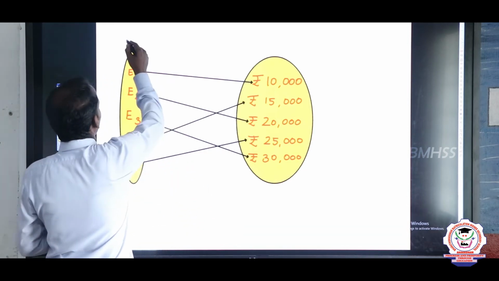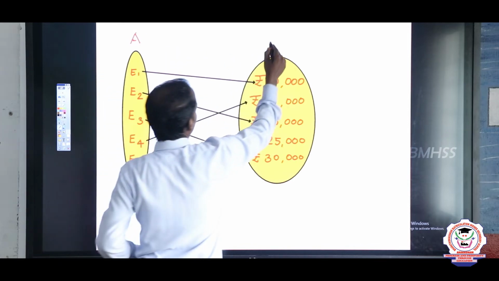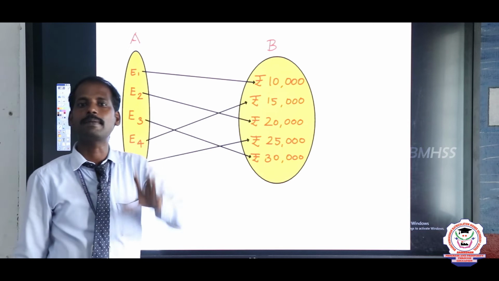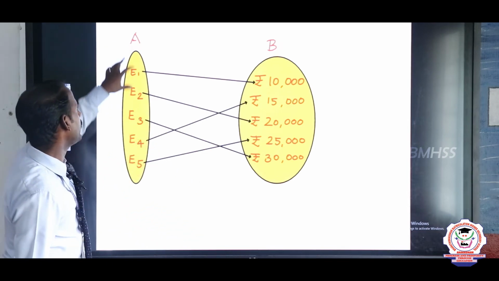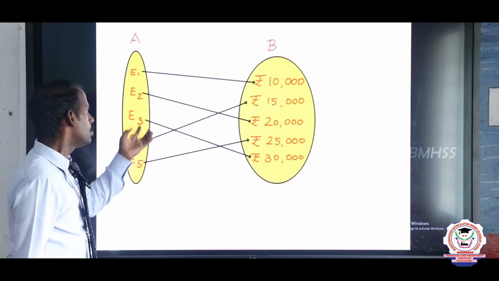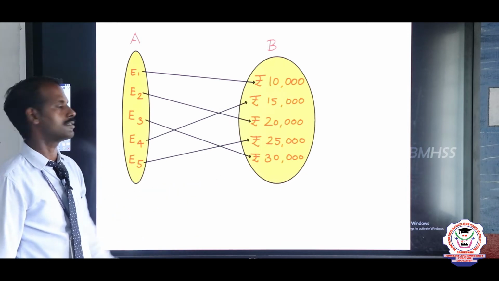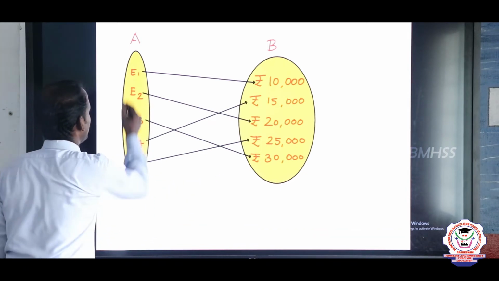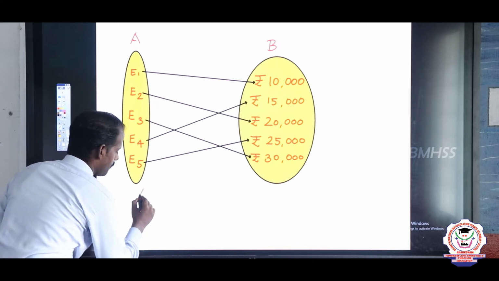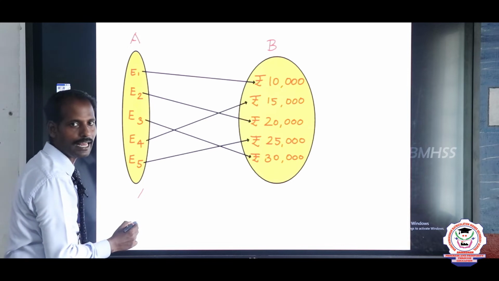So A and B are two sets, this A set, this B set. Here A and B are two non-empty sets. Here each element of A has a unique image in the B set. So it is called a function. Every element belongs to set A. What are the elements here? E1, E2, E3, E4, E5, like this.